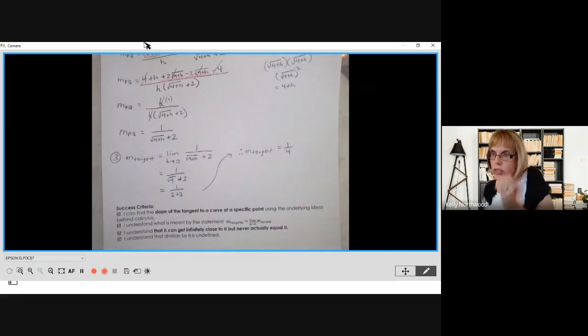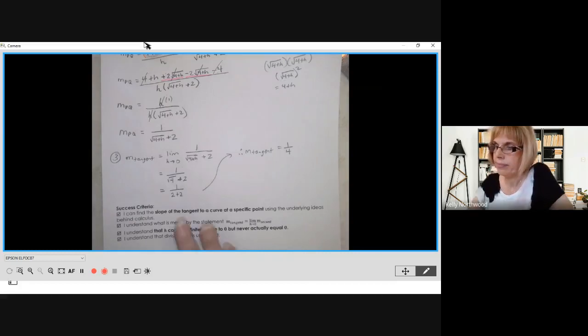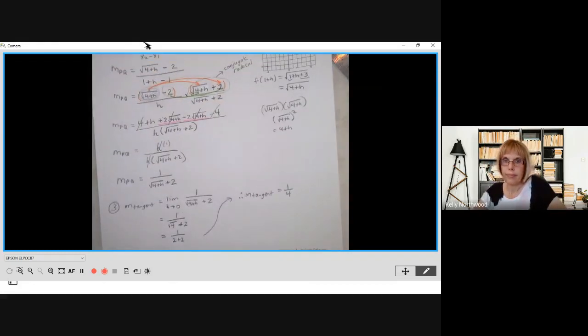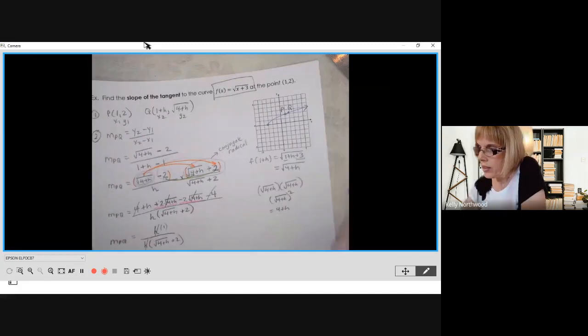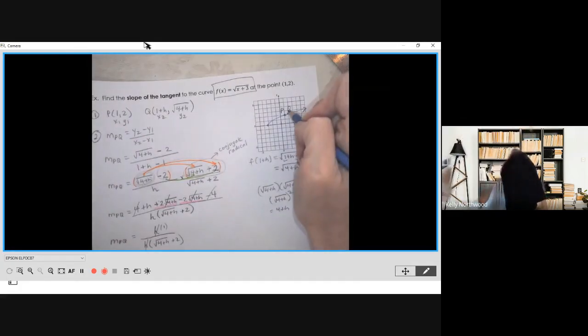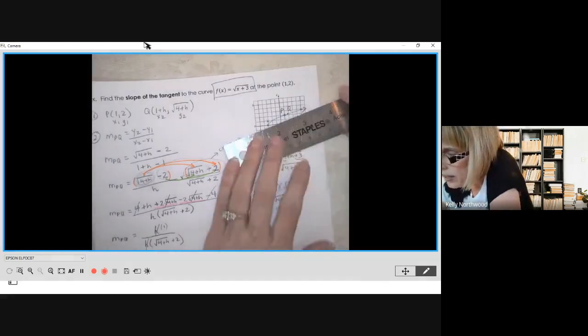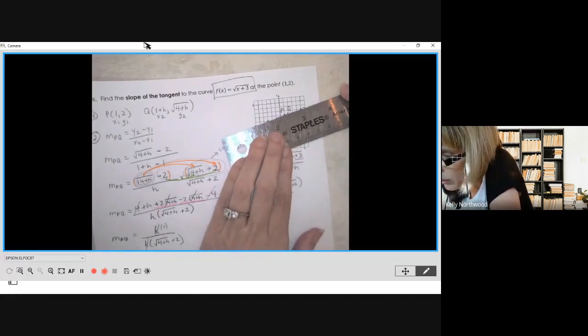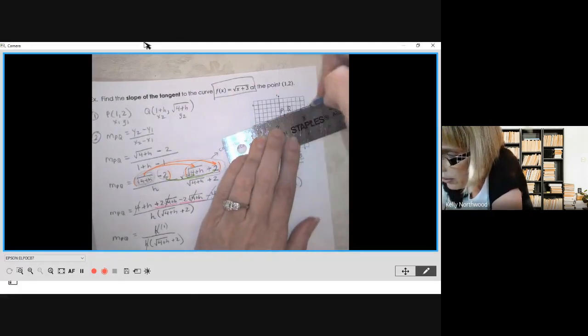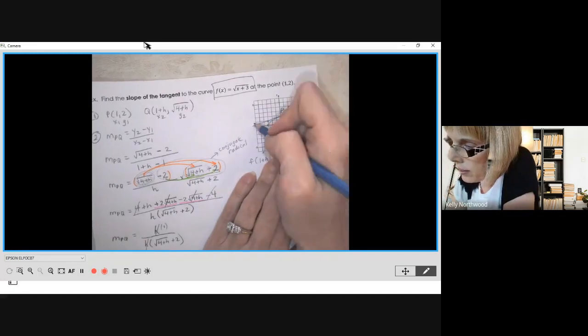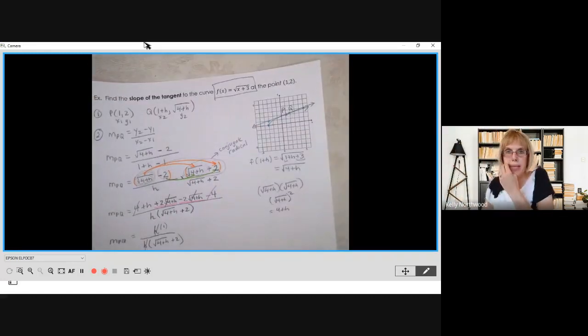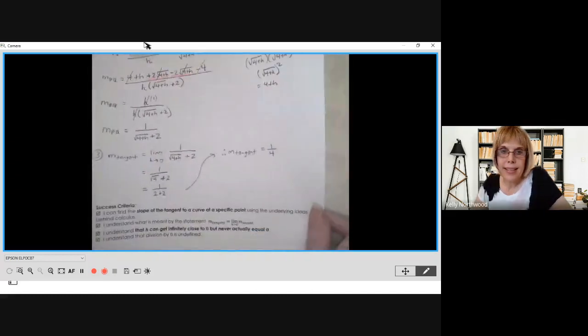And then let's look at our picture and see if it makes sense to have a positive, not very steep slope of a tangent at point P. So if we go up here, my rise is 1, my run is 4: 1, 2, 3, 4. There's my tangent of 1/4. Does that make sense? Everybody good?